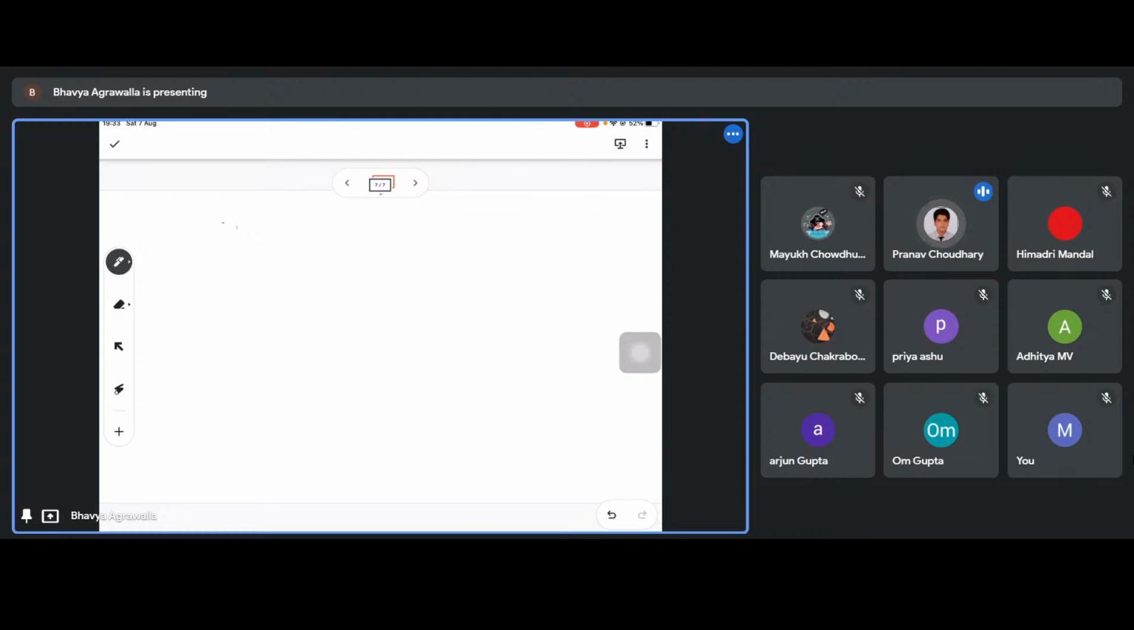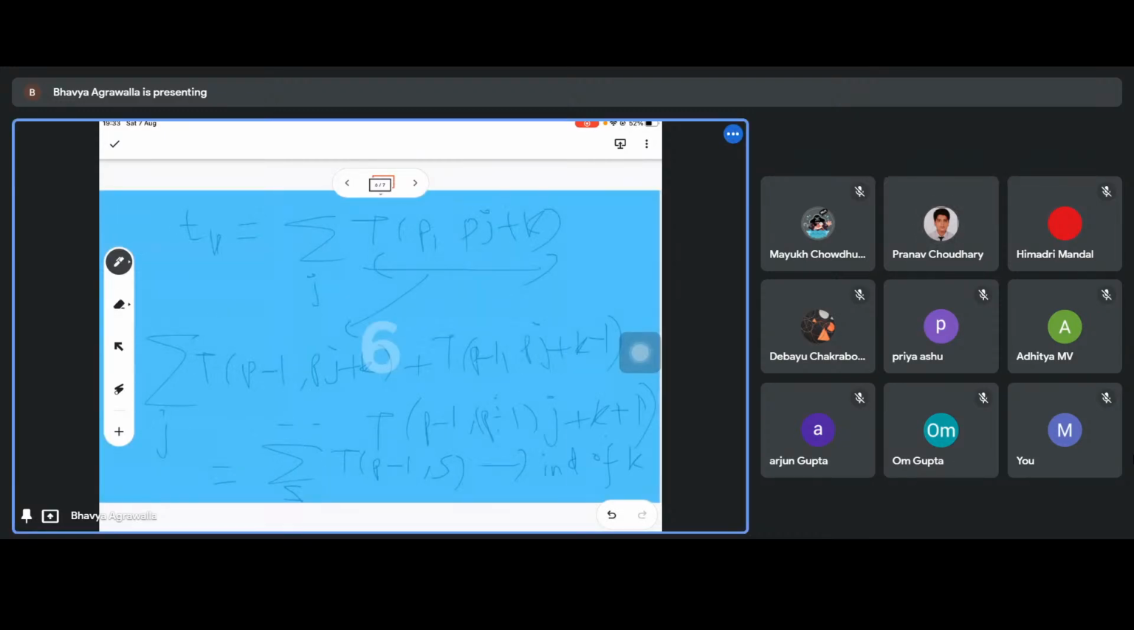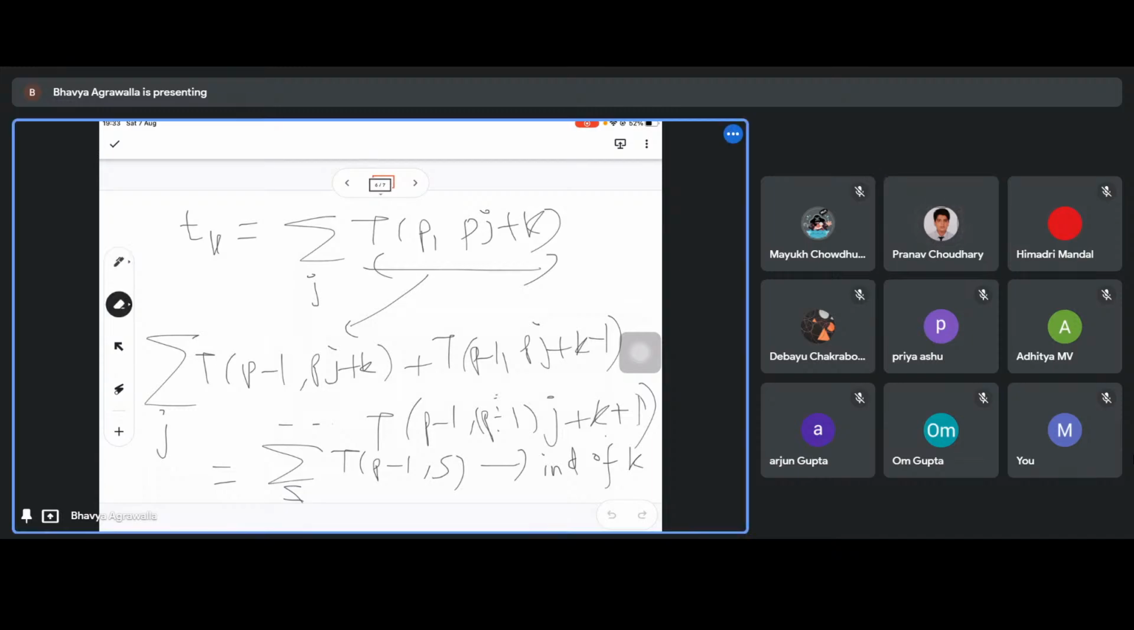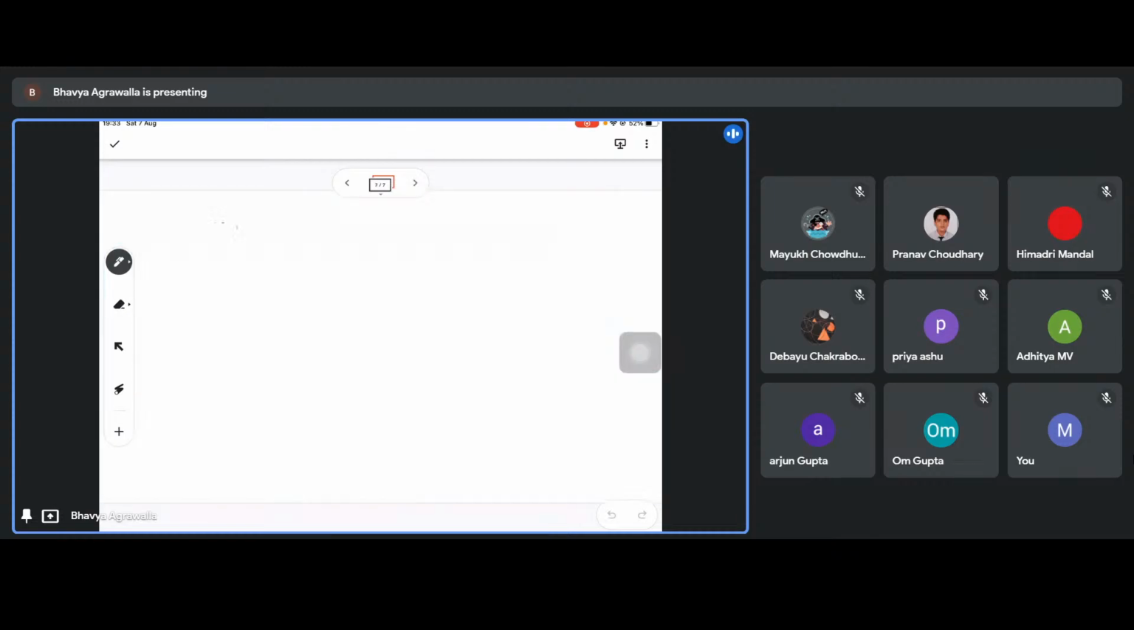Okay, can you show the previous slide once? I have a doubt. Yeah. But okay, n equal to p is here. So how is this covering all those numbers? Okay, look at it this way. So you have this sum now. Okay, right. So you have the sum over j of t of p minus 1 pj plus k, right?